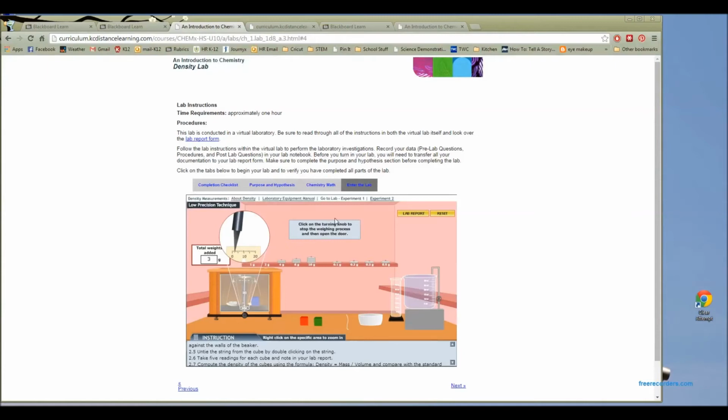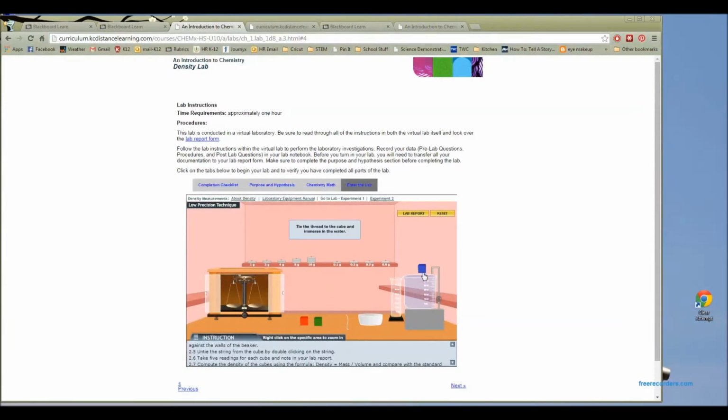This says click the turning knob to stop weighing, and then I open my doors again, and I would manipulate my weights and continue to do that until I got the mass of the blue cube. That is the mass. Now I need to find the volume.